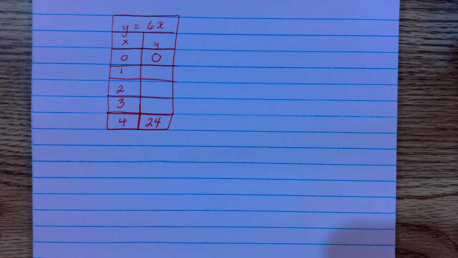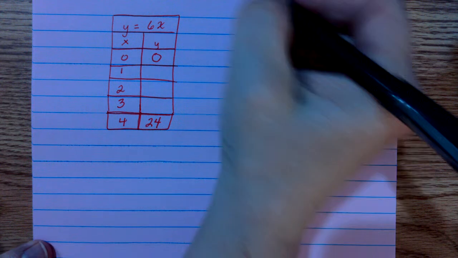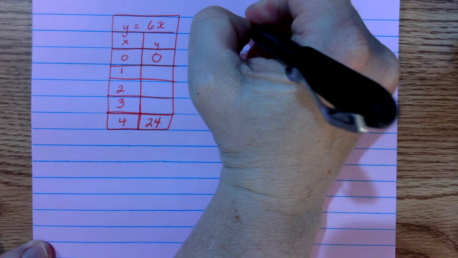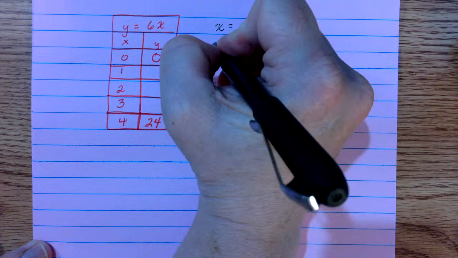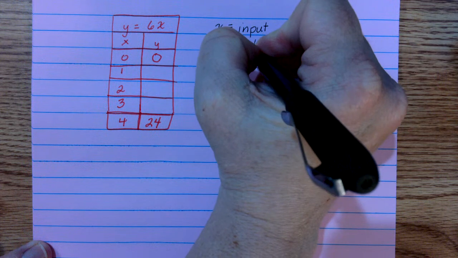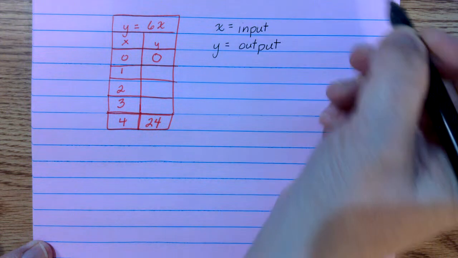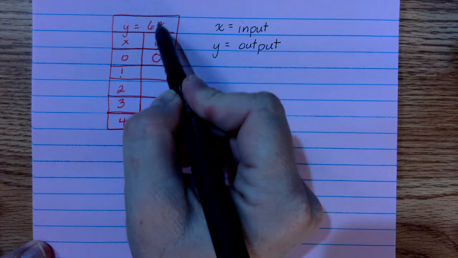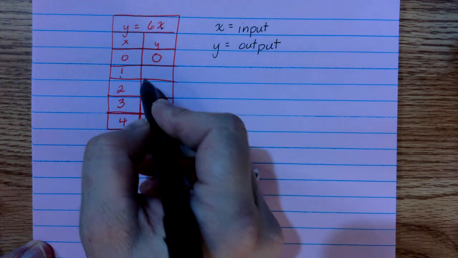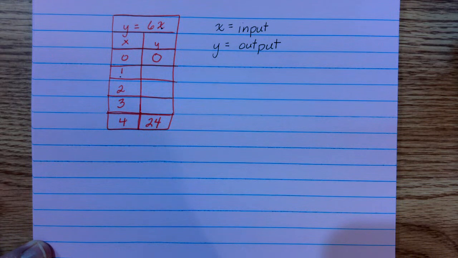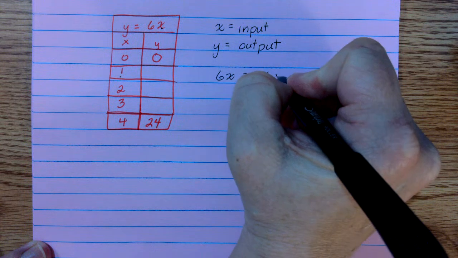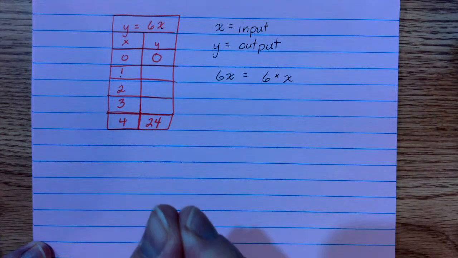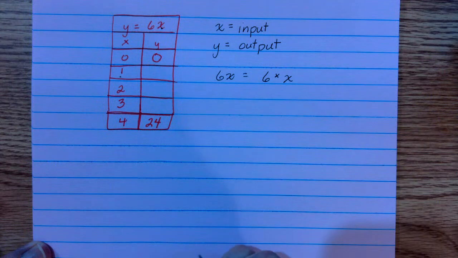I just want to remind you of a couple things with input and output charts. First of all, your x is going to be your input for this. So it's what you're putting into the equation. And your y is going to be your output. So what they're asking you to do is to plug in each one of these numbers into 6x and find out what the y equals. Remember that when you have 6x, it means 6 times x, but they bump it together so that you don't have too many x's in there, okay?